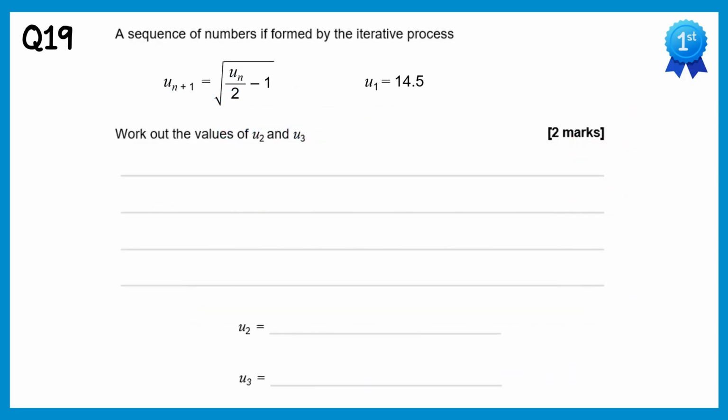For this question, we've been given an iterative formula here, and the first value, u1, which is 14.5. We need to use those to work out the values of u2 and u3. So we're going to start with u2.